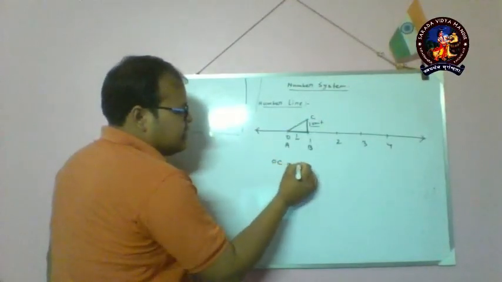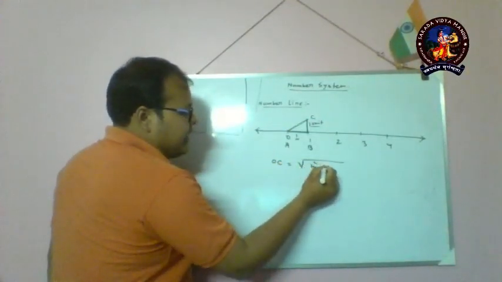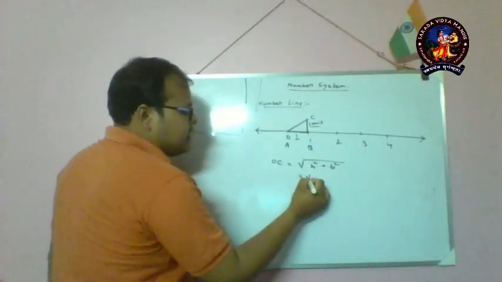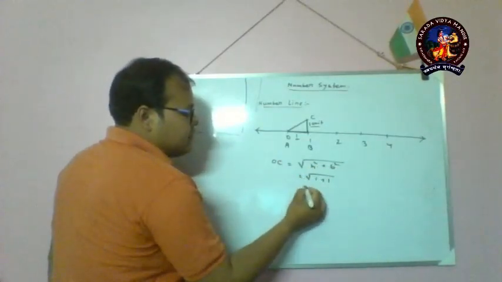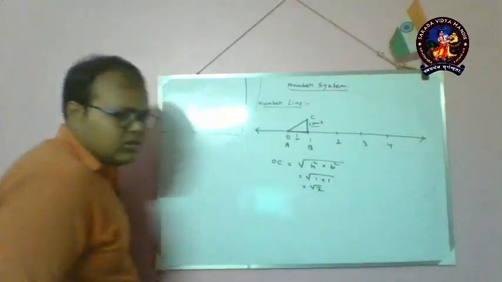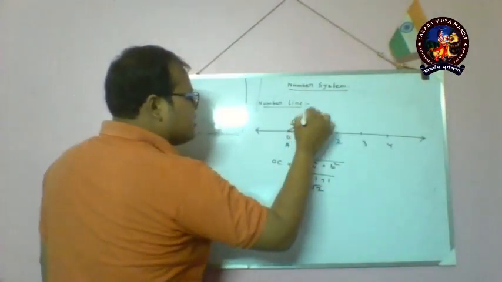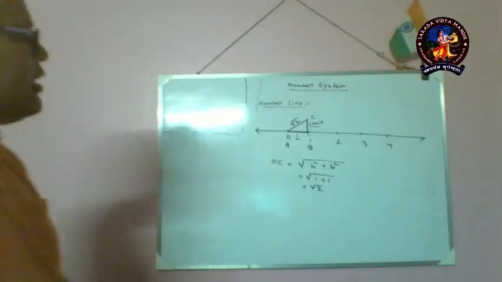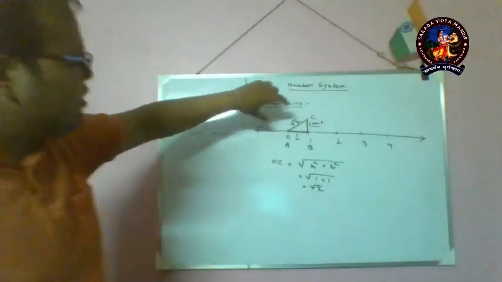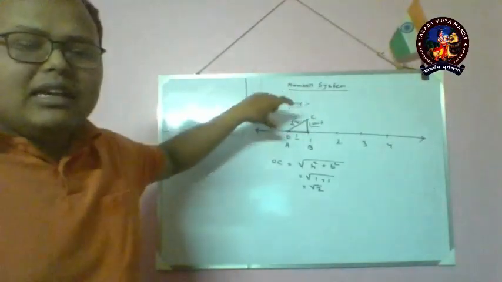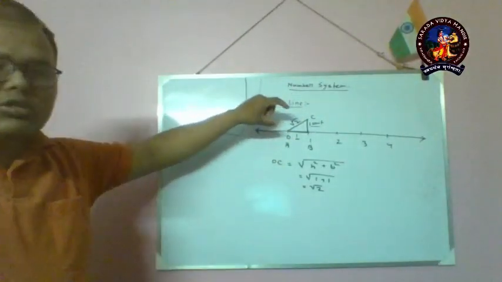OC is equal to root over height square plus base square, which is nothing but 1 square plus 1 square, so it is root 2. So OC, this length, will be root 2 unit. If I take the base to be 1 unit and the height to be 1 unit, the hypotenuse will be root 2 unit. Now this hypotenuse OC is of finite length and is equal to root 2.